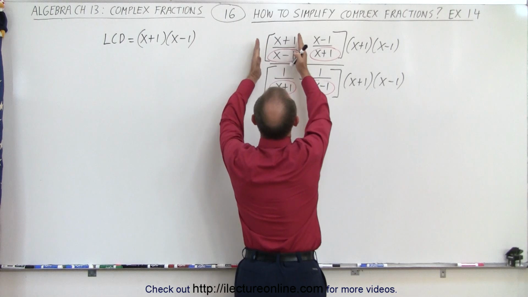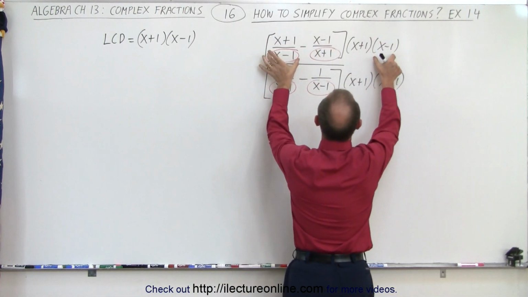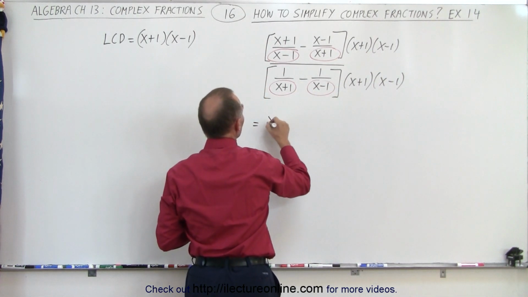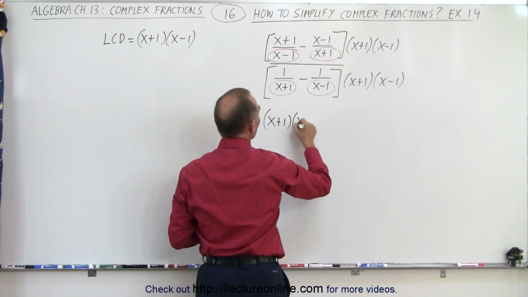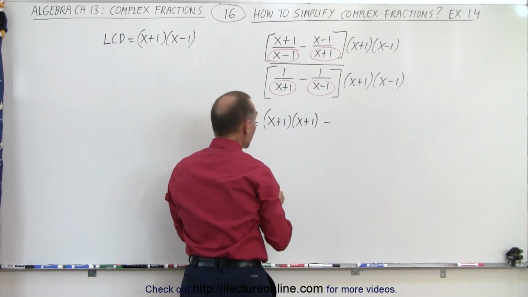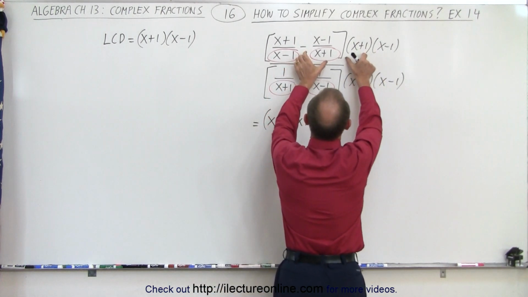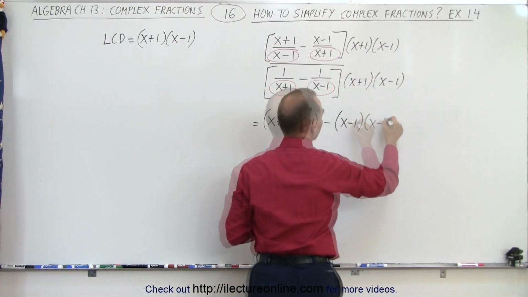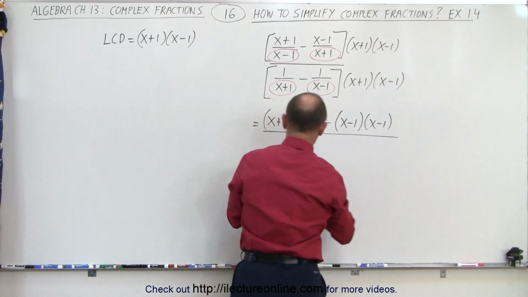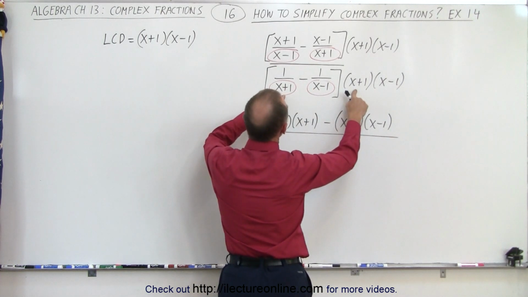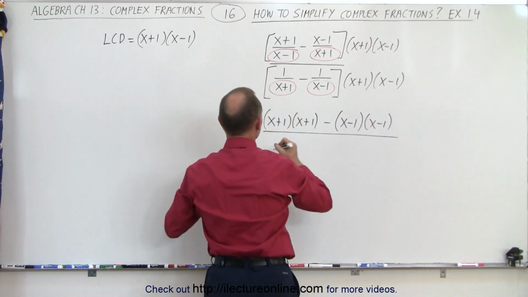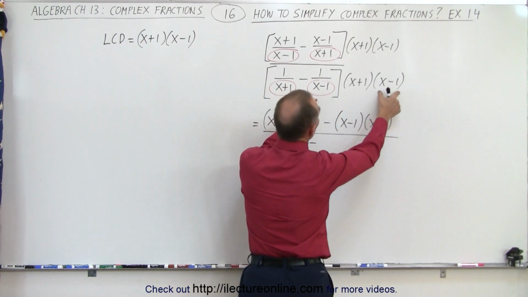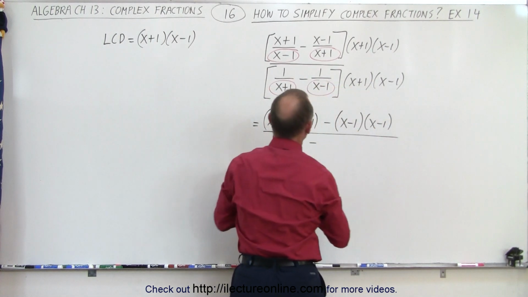First of all, we'll multiply this times this. The x minus 1's cancel, and we're multiplying x plus 1 times x plus 1. So this is equal to x plus 1 times x plus 1. Minus, here, when we multiply, the x plus 1's cancel, and we have x minus 1 times x minus 1. All divided by, in this case, the x plus 1's cancel, and we're left with 1 times x minus 1. Minus, here, the x minus 1's cancel, and we're left with 1 times x plus 1.